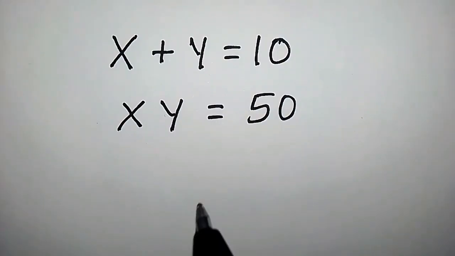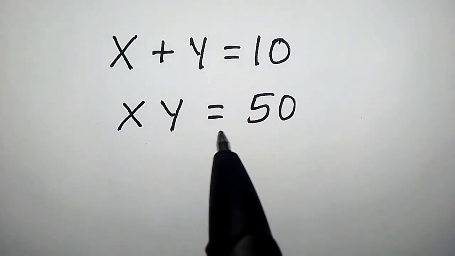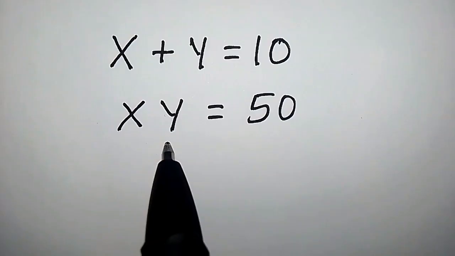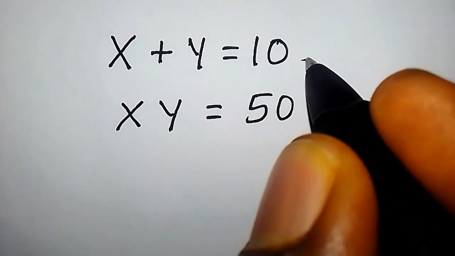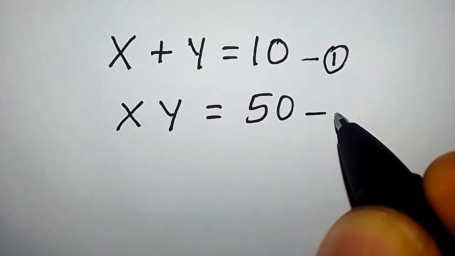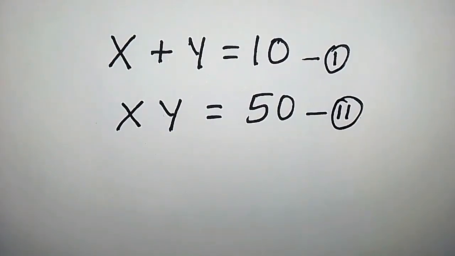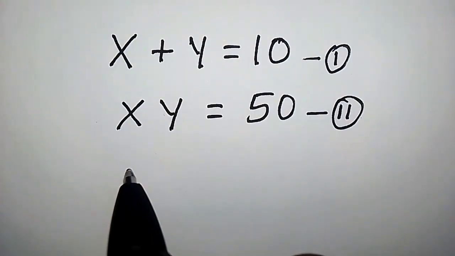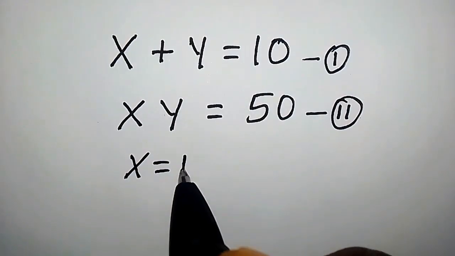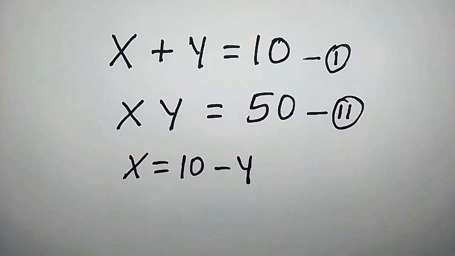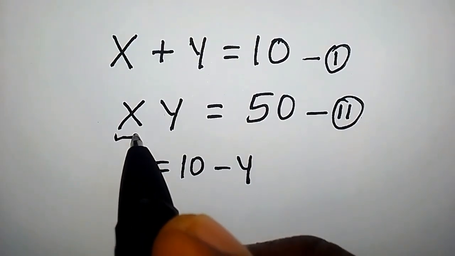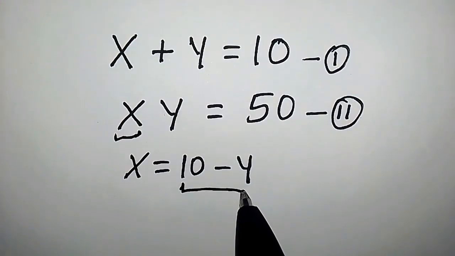Hello, x plus y equal to 10 and xy equals to 50. How do we solve for x and y? First, let us call this equation 1 and this equation 2. From equation 1, x is equal to 10 minus y. What we have to do next now is to replace this particular x with 10 minus y.